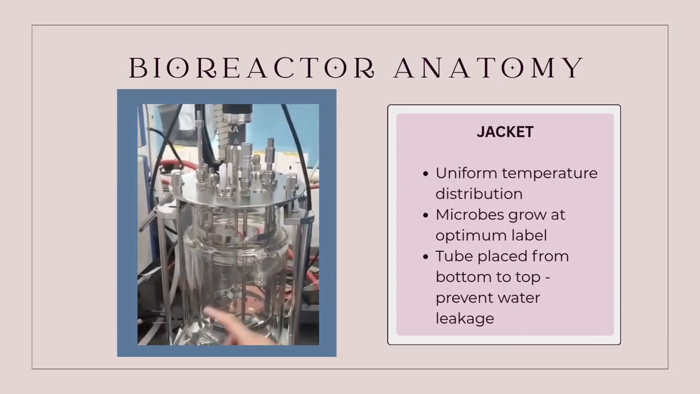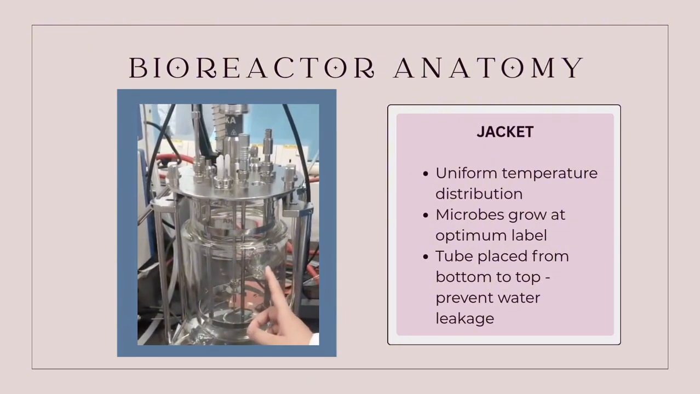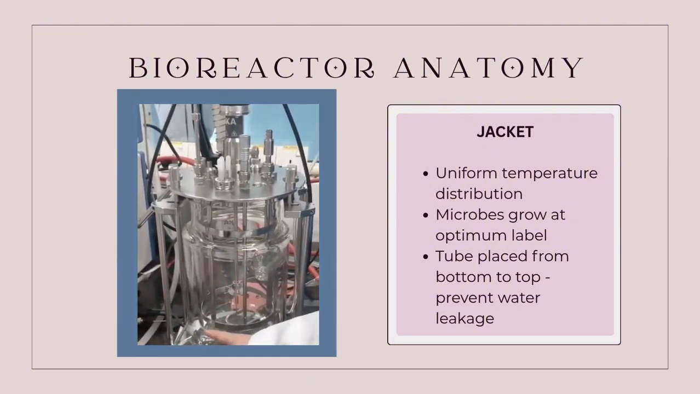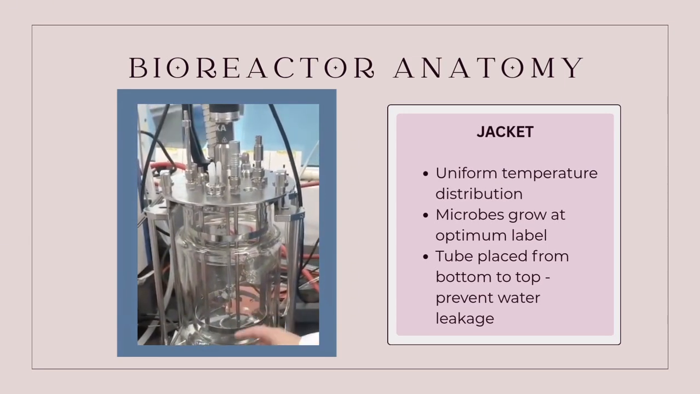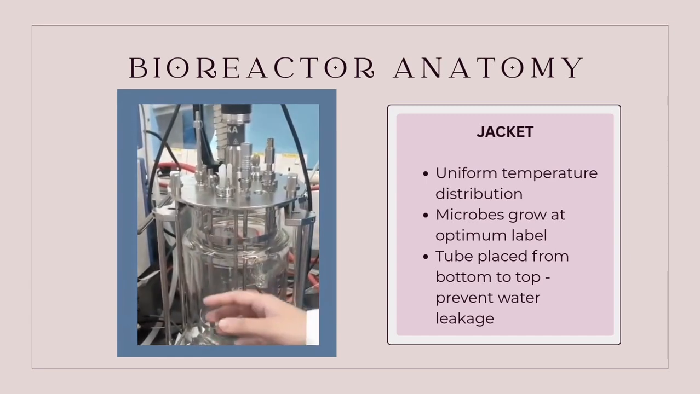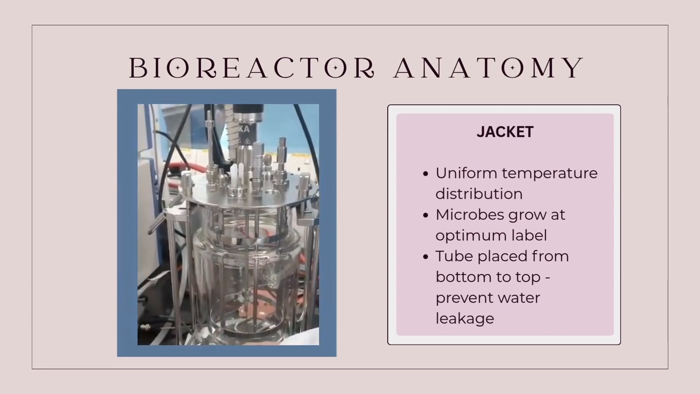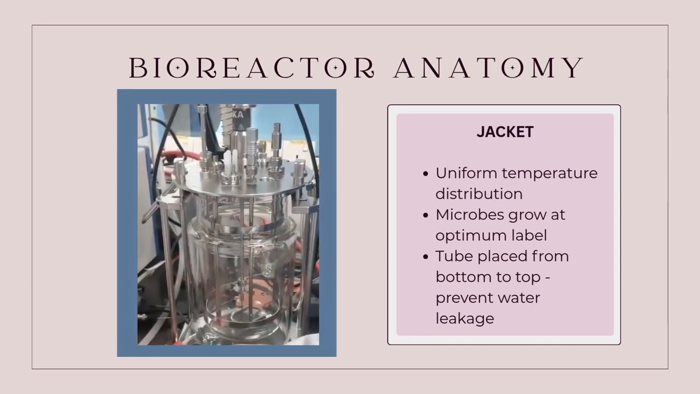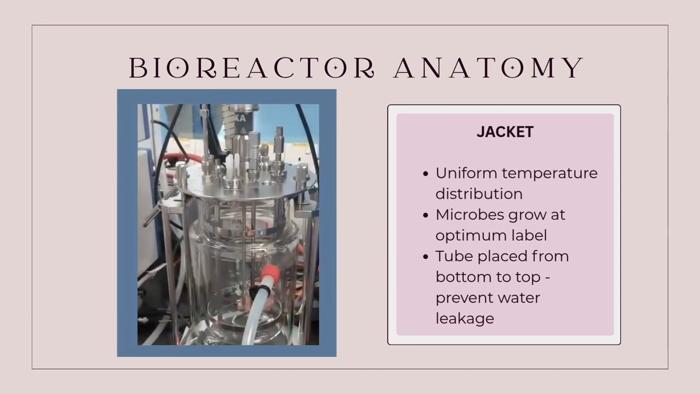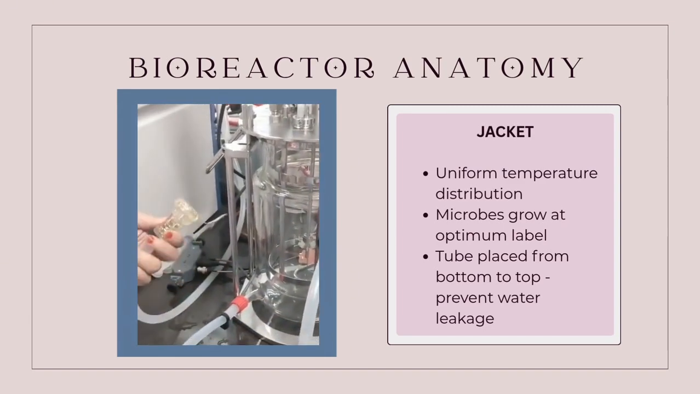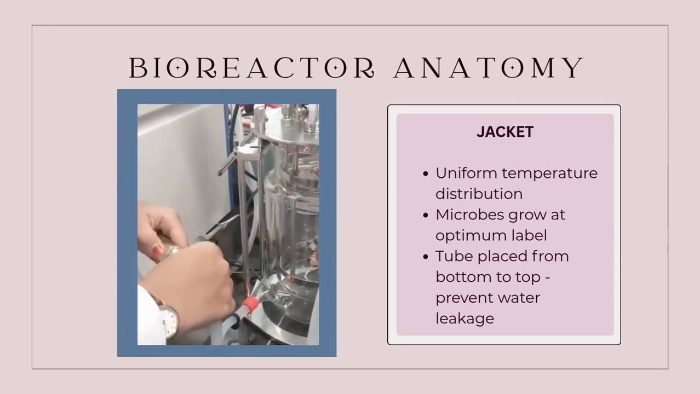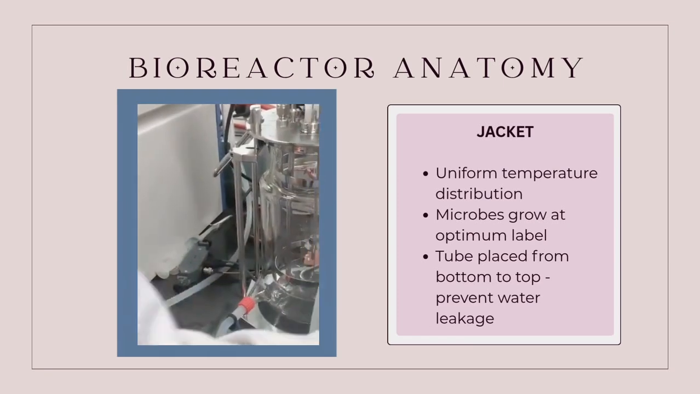And these two components of the bioreactor are known as the jacketing. The function of the jacketing is to ensure uniform distribution of temperature during the process. It is important so that bacteria or microbes placed in this bioreactor can grow at optimum level. So we place a tube for the jacketing from below to top to prevent leakage of the water. And this component is really important to make sure the temperature is uniformly distributed.